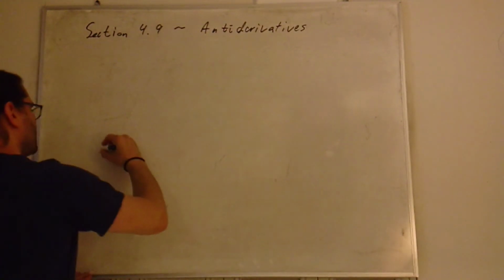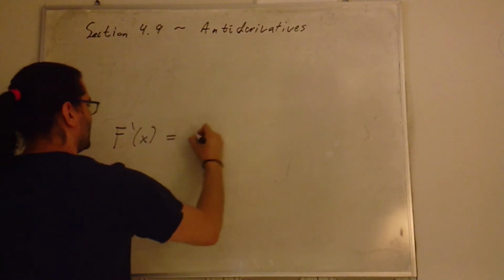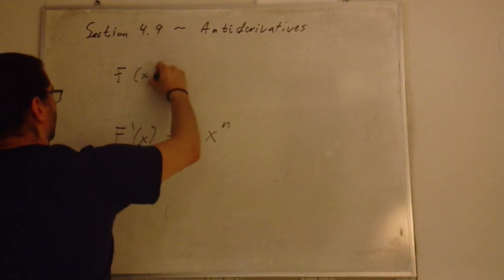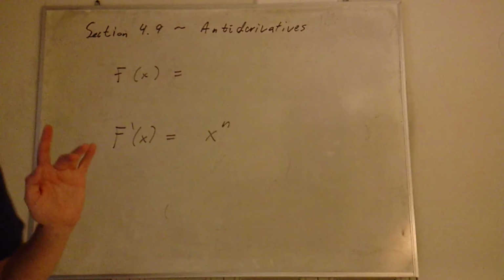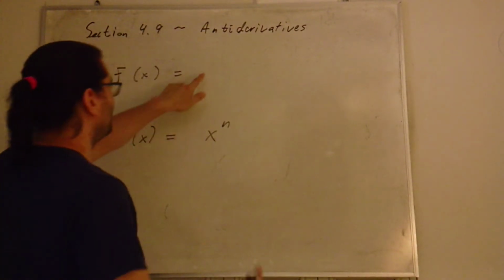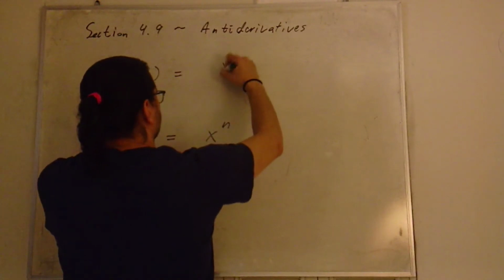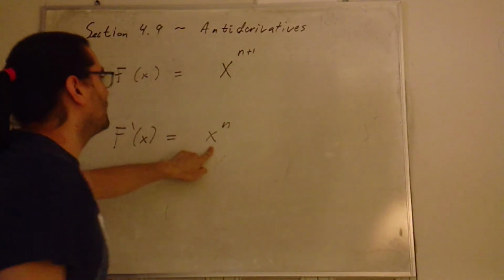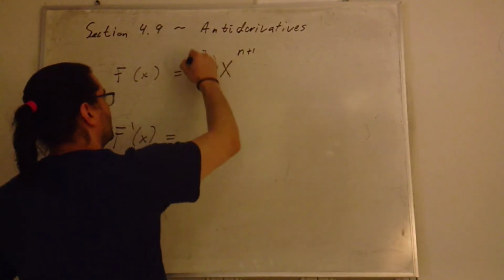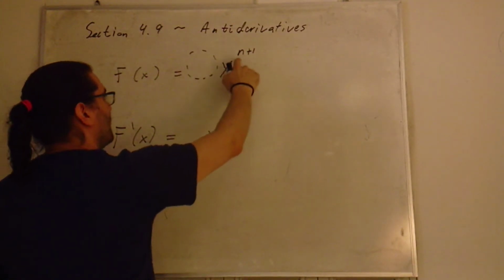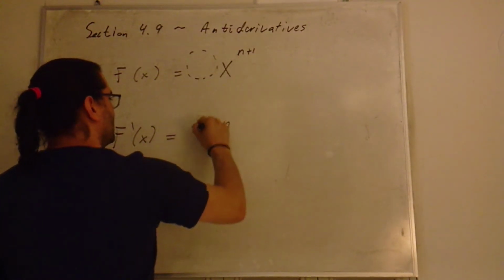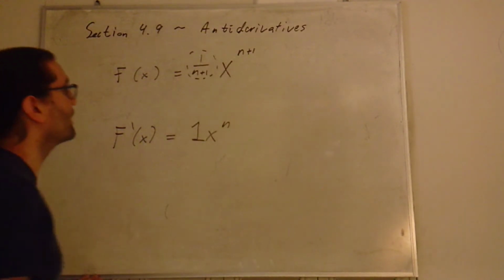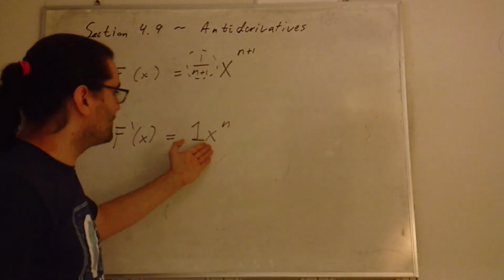Time for a sort of general rule. Let's say the derivative of something is x to the n. I want the antiderivative of x to the n. In order for me to take a derivative and get x to the n, I have to start with an x to the n plus 1. And I need to choose a coefficient that I can multiply by n plus 1 to get 1. And that coefficient should be 1 over n plus 1.